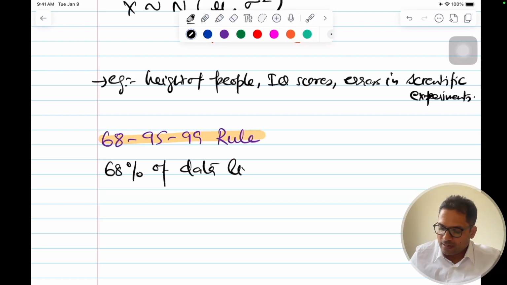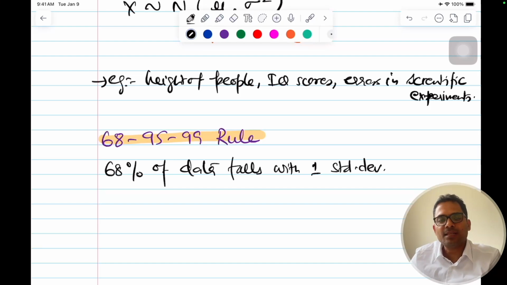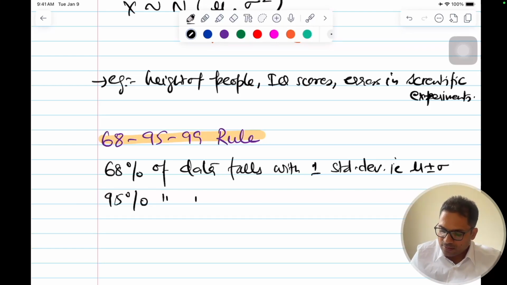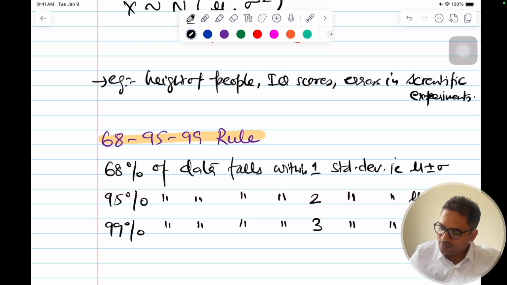68% of data lies or falls within one standard deviation. Standard deviation, everything, if you don't know, when we study statistics again, I'll revise these concepts for you, and I'll put the link of those videos in the description. So this is equal to mu plus minus sigma, that is 1. Then 95% of data falls within 2 standard deviations, that is mu plus minus 2 sigma, and 99% of data falls within 3 standard deviations, that is mu plus minus 3 sigma.